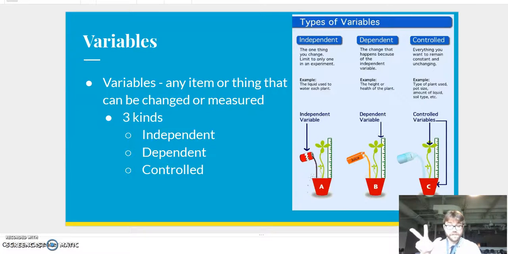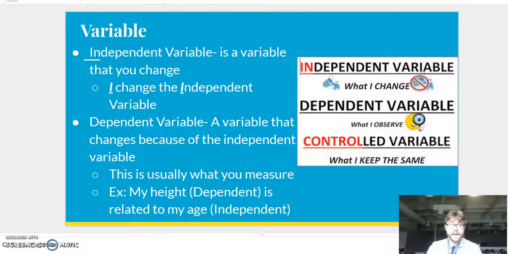Now there's three specific kinds. We have independent, dependent, and controlled. They all do slightly different things, but they're all variables. Now our independent variable is the variable that we can change. Think about the I in independent. I change. Independent. I change the independent variable. That is what you change.